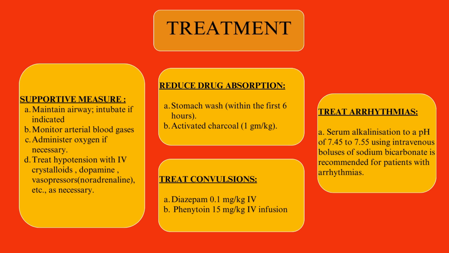To treat convulsions, diazepam 0.1 mg per kg through IV is given, and phenytoin 15 mg per kg IV infusion is given. To treat arrhythmias, serum alkalization by using intravenous bolus of sodium bicarbonate can be administered.